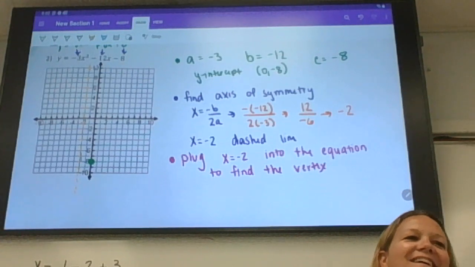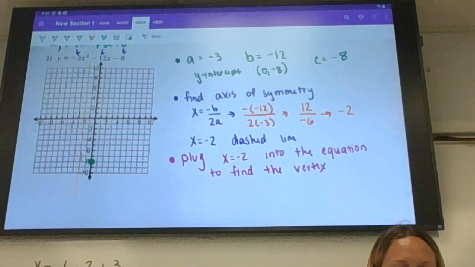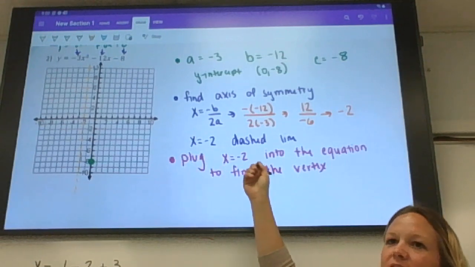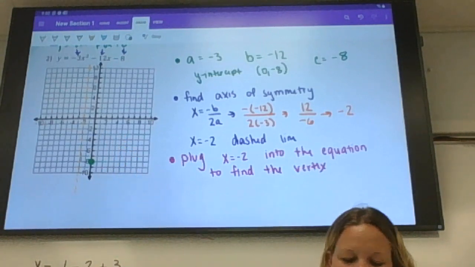I think we should all plug x into the equation. That was really good effort. Next, we're going to get our negative 2. We're going to plug it into the equation, and that's going to tell us where our point is on this dashed line. Do we have to make a table?